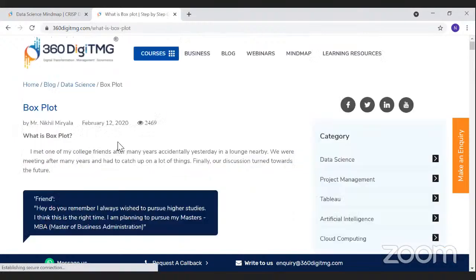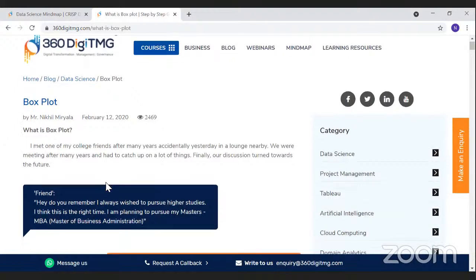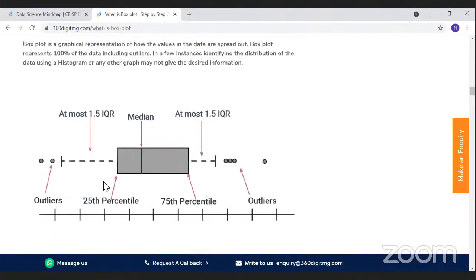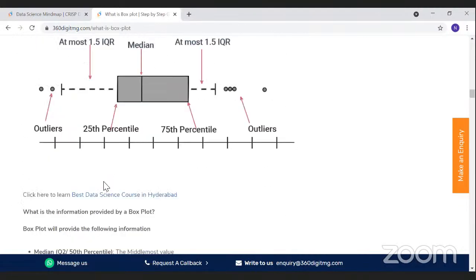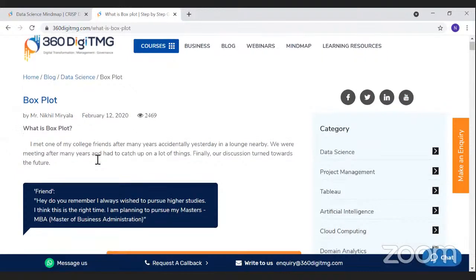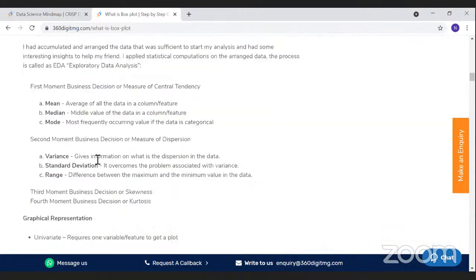Just simply open box plot. What is box plot? And look at this wonderful thing. It is a conversation between two friends. They are discussing. And it is not just simply that box plot is a visualization. Look at the number of views people have seen this. People get into the details.